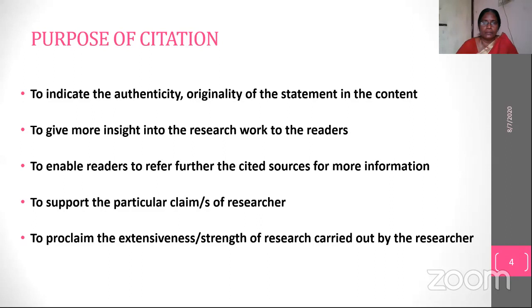A reference may be a book reference, an article from a journal or the proceedings, some article from a magazine, some data from the census, etc.